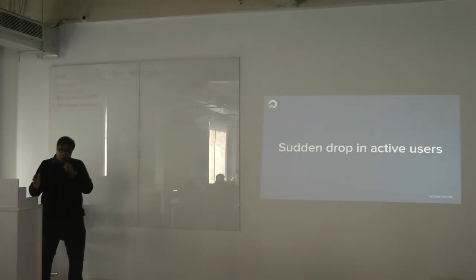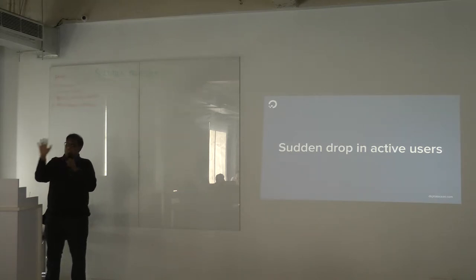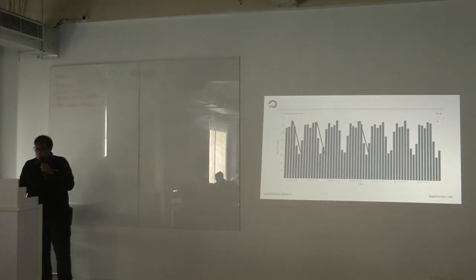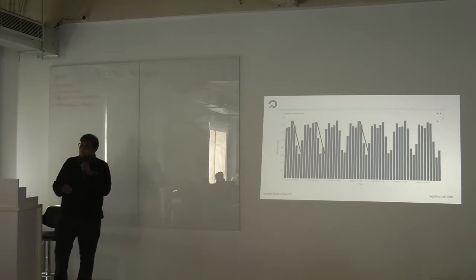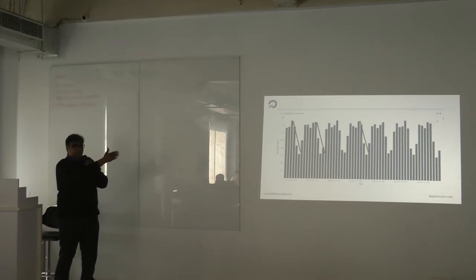So let's take an example. There is a sudden drop in active users in your application. Okay, there is your application and there is a sudden drop in active users. So this is the Kibana thing, and you have app metrics. I have indexed app metrics, and if you see, there is a drop from 1600 to 400 or 600 users on a timely basis.